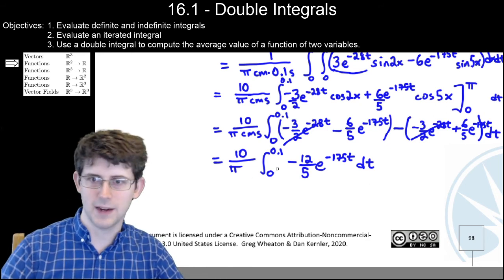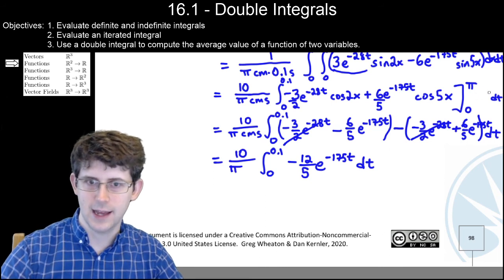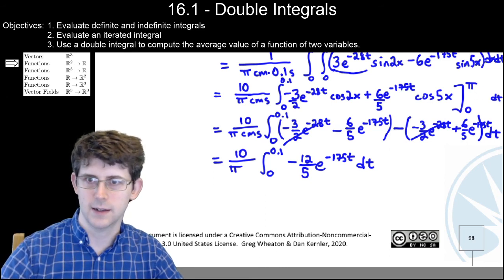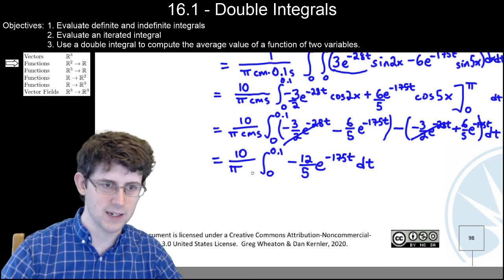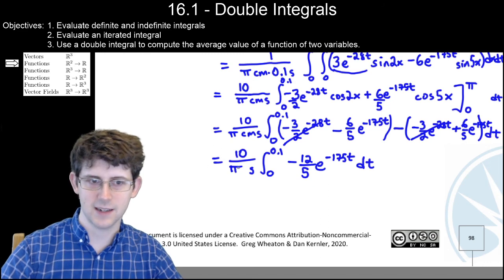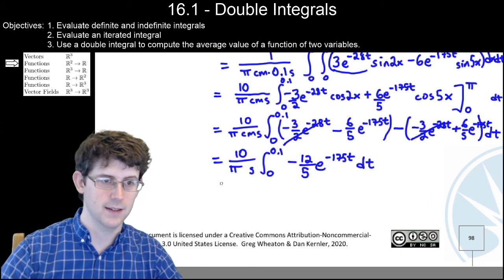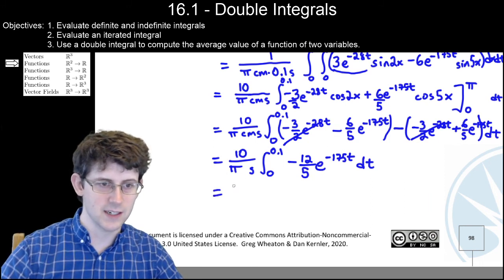Now, oh crap, I forgot to keep track of the units here. The dx was our source of centimeters. So the centimeters have now canceled. The dt is going to be our source of seconds. So at the end, we'll have whatever our function was, which was temperature. Anyway, let's finish this integral.